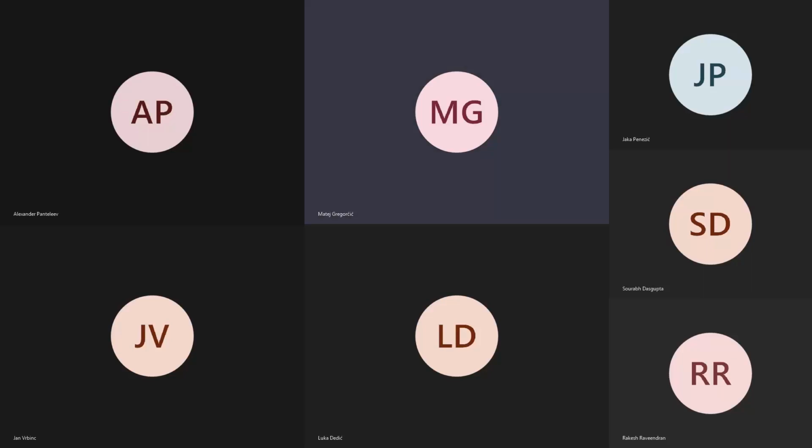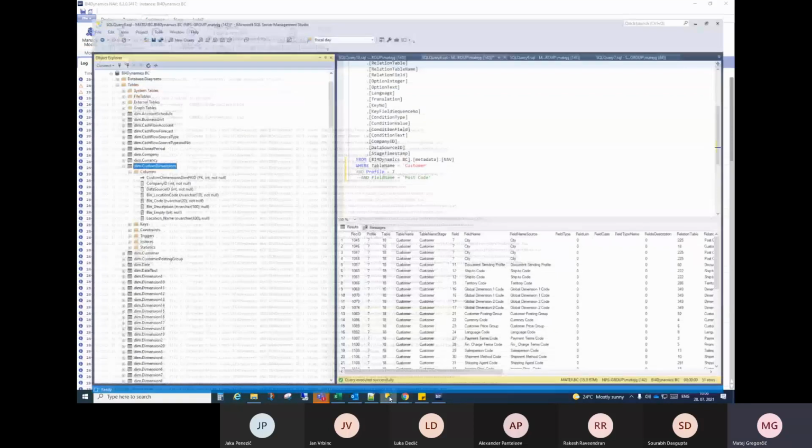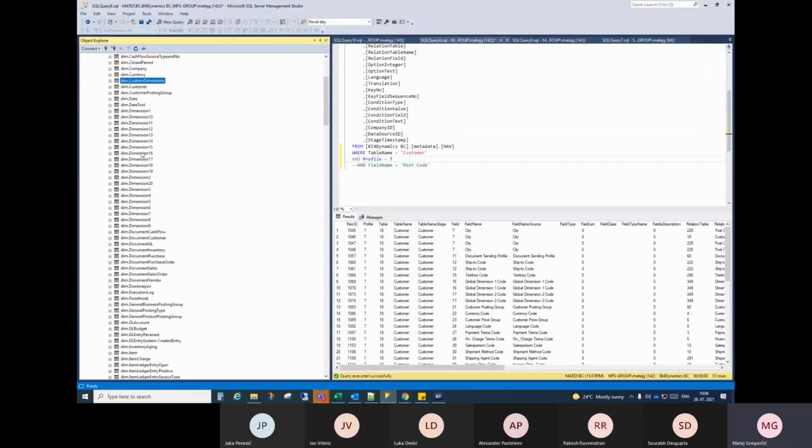Okay, so in today's session, we're going to look at the other part of BI Dynamics Wizard, which is called Manage Model. This is where you'll actually edit the fact tables that we were talking about in the previous step. Yesterday we talked about dimensions, of course. Now we're talking about facts.